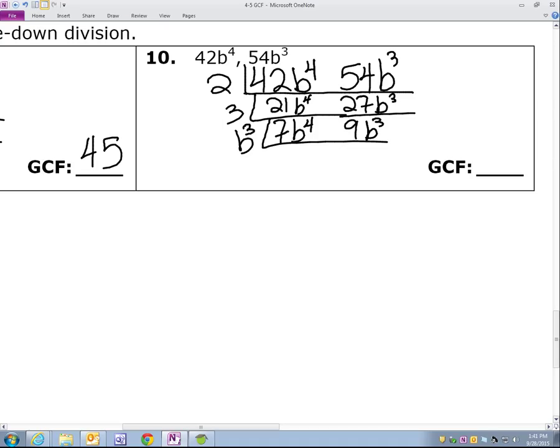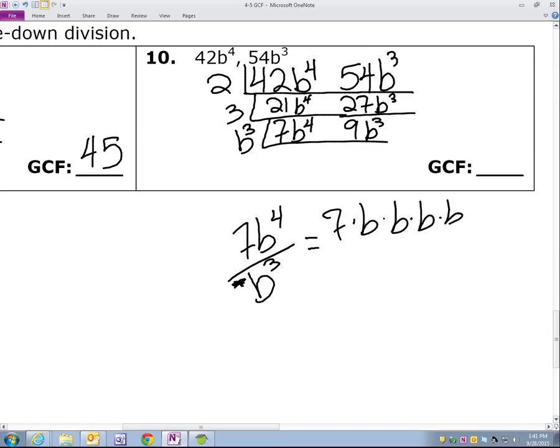Also, there's 3 b's that they have in common, right? Because what would happen if I did 7b to the 4th divided by b cubed? It would be 7b, because you remember. Seven b. And that's just 9.